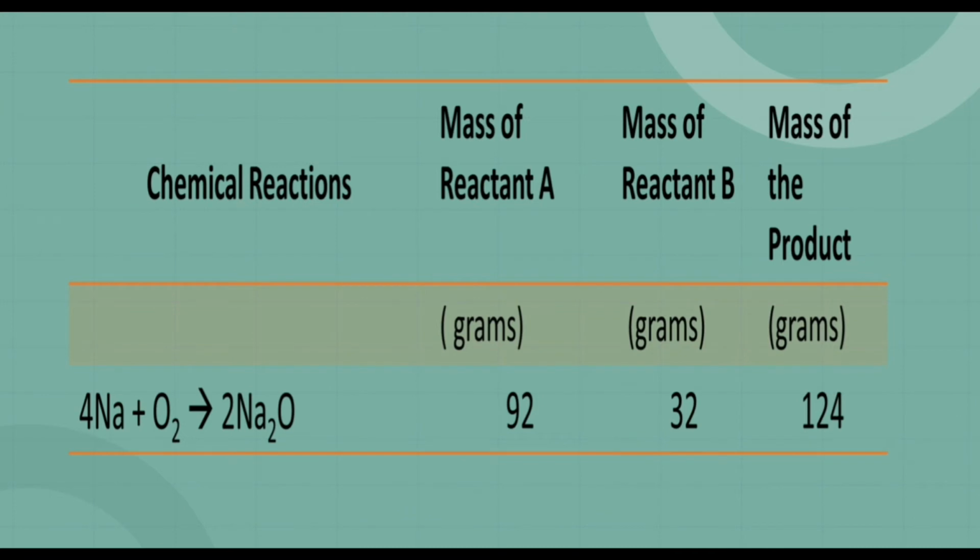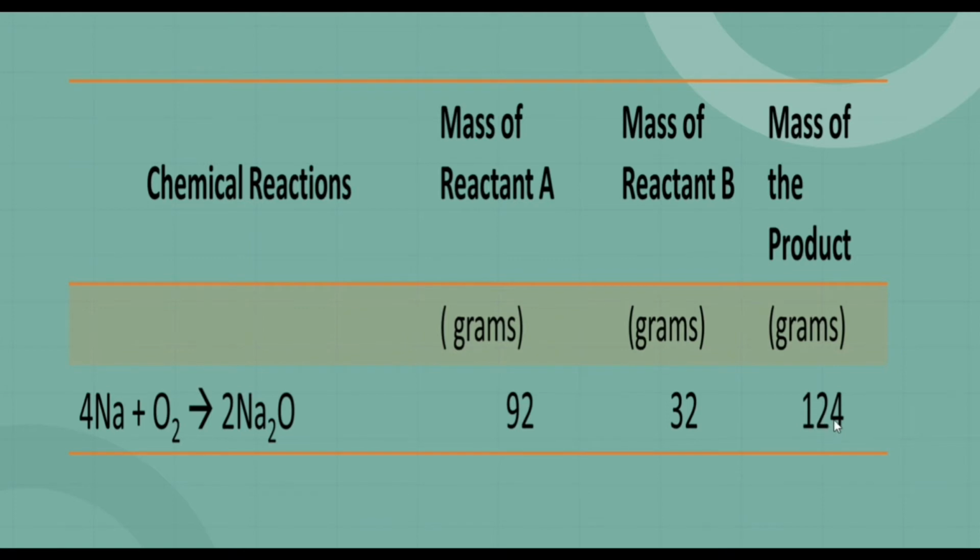So, arranging that in a tabular form, we have this. The chemical reaction is sodium plus oxygen, then the product is sodium oxide. So, the mass of reactant A in grams is 92, and the mass of reactant B in grams is 32. And then the mass of the product is 124 grams.